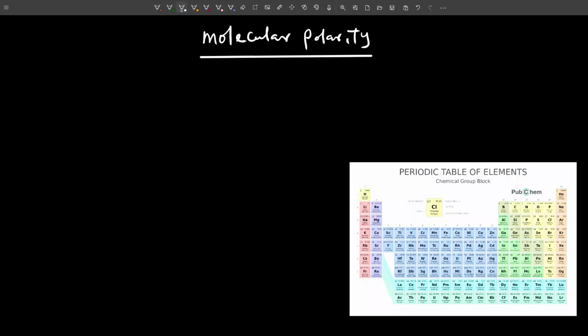I want to ask a question: what is molecular polarity? But let's explain these thoughts and talk about this. Take a look at this molecule, H2. H2 is a molecule that contains two atoms of hydrogen bonded covalently to each other.